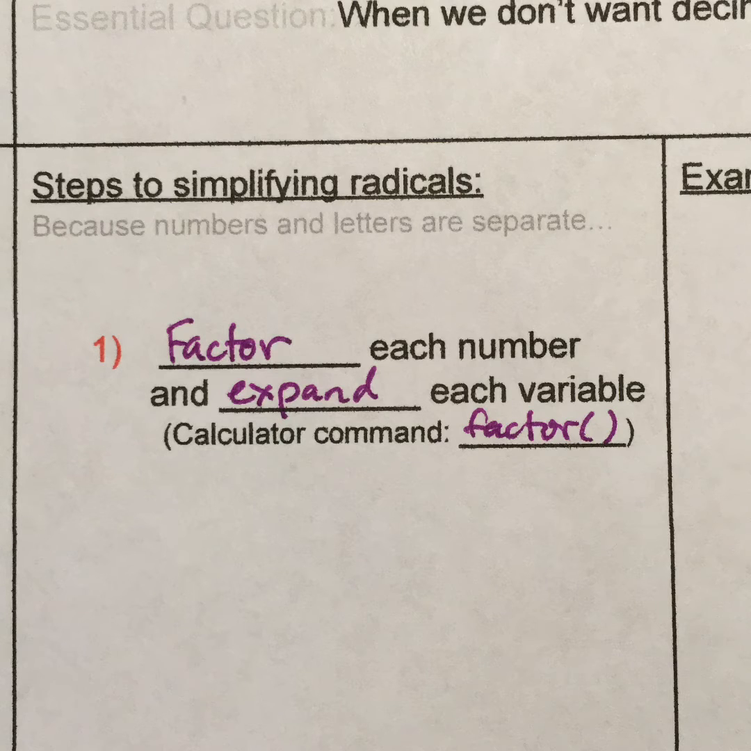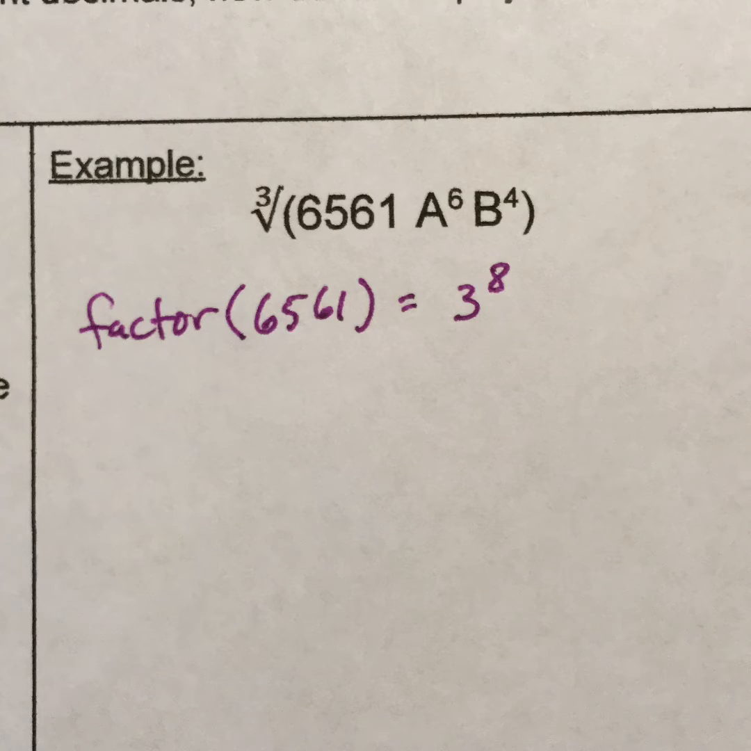Step 1 is to factor each number and expand each variable. The calculator command we are going to use for this is factor. You may find it in the menu and number submenu, or you can simply type in the word factor using the alphapad. So using the calculator to type in the command factor 6561 in this case should give you 3 to the 8th power.